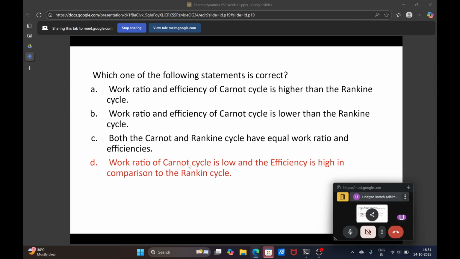So the work ratio in terms of Carnot cycle will always be low, but efficiency wise the Carnot cycle will have a higher efficiency, which we have already seen. If you see the Rankine cycle, the pump work is very small, so it's negligible. So if you take the work ratio, turbine work by pump work, it will be very high for Rankine, but in Carnot cycle both are comparable, so that will give you a lower Carnot work ratio.